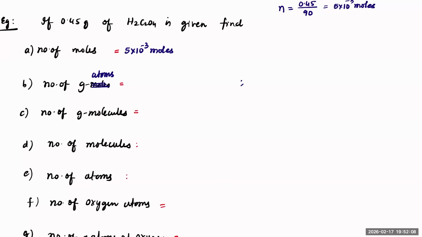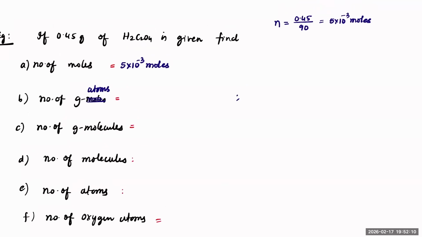Okay. So you see, in that, how many atoms are there? 4 plus 2 plus 2, 8 atoms are there. So therefore, it will be 8 times the number of moles given. So 8 into 5 into 10 raised to power of minus 3 gram atoms. If I ask you about gram molecule, it means the same as number of moles. How many moles we got? 5 into 10 raised to power of minus 3 moles or gram molecules. It's one and the same.